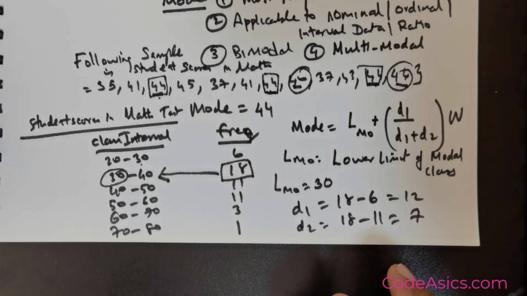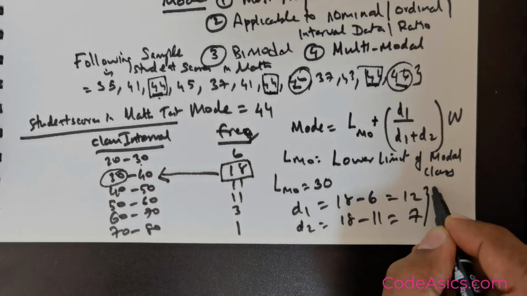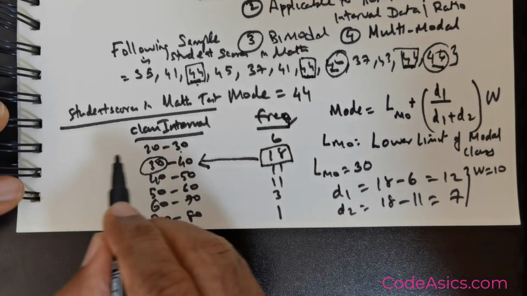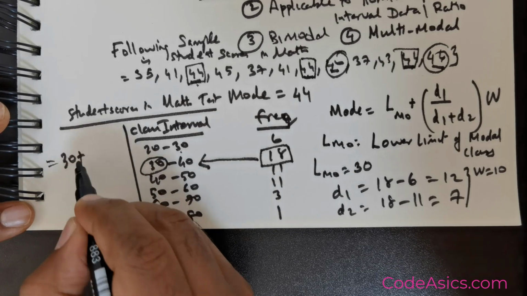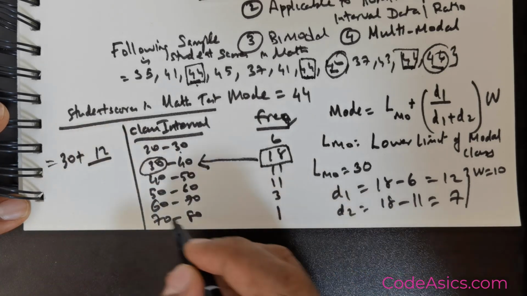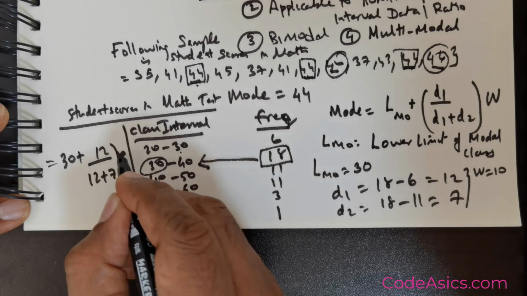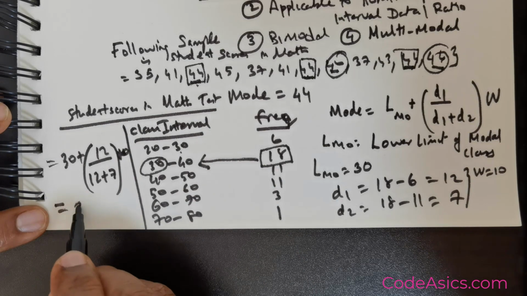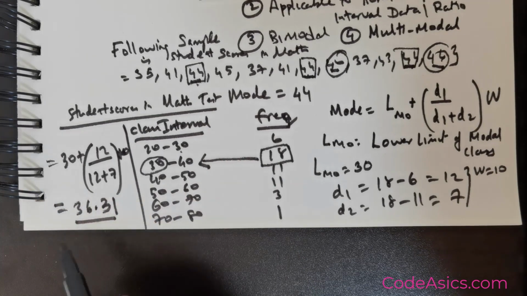So now what you need to do, of course W is going to be the width, right? So in this case W is equal to 10. So take all these values and substitute it in the formula. So I'm going to use this part of the page. So L is 30 plus D1 is 12, over D1 plus D2, 12 plus 7, times 10, right? Times 10, you evaluate this and you get a mode value of 36.31. So this is for the grouped data.